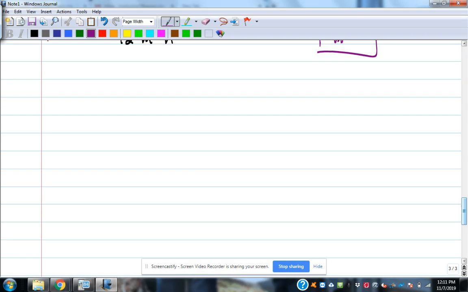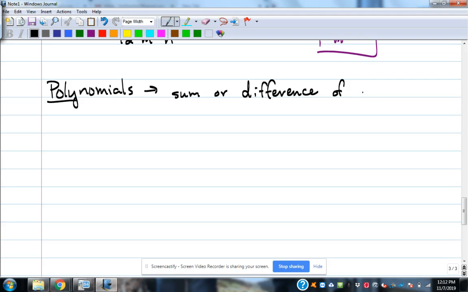All right, let's talk about polynomials real quick. And that's where we'll spend the rest. Polynomials. What does the prefix poly mean? Not just 2, but it could be 2, 3, 4, anything bigger than 1, right? Poly means many. Okay, so polynomials is going to be the sum or difference of monomials.